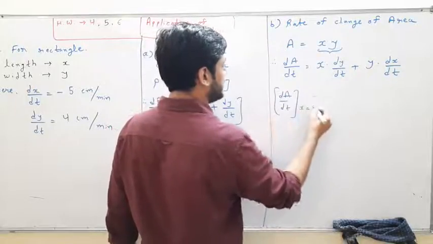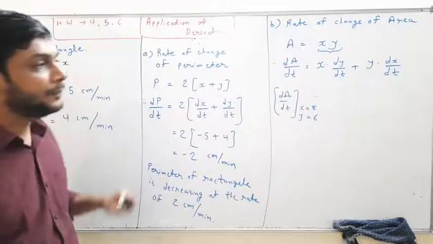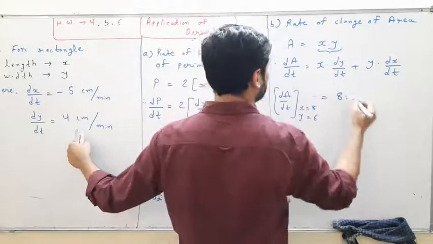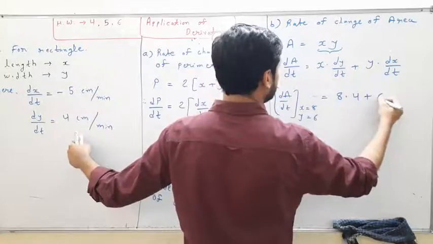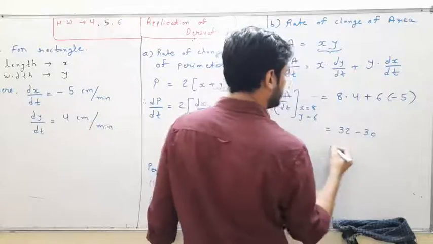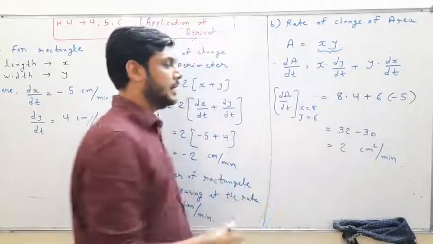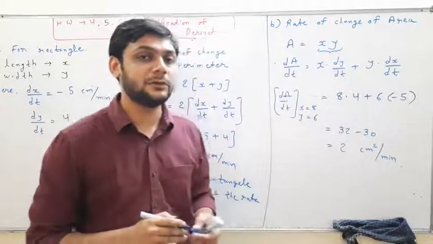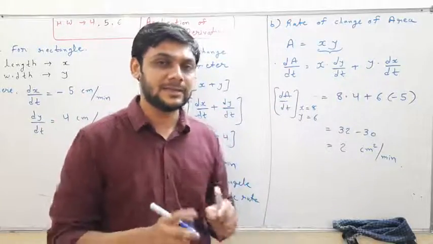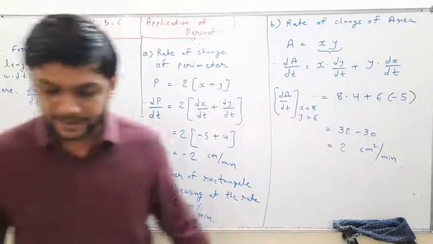When x is 8 and y is 6. Units are in centimeter and here also in centimeter, so there is no problem in this. So x is 8, dy by dt is 4, y is 6, dx by dt is minus 5. So that is 32 minus 30, which equals 2 centimeter square per minute. Here it is plus 2 centimeter square per minute, meaning the area is increasing at the rate of 2 centimeter square per minute. The last answer is in this form. Okay, next question.